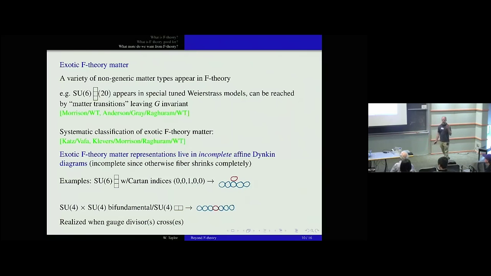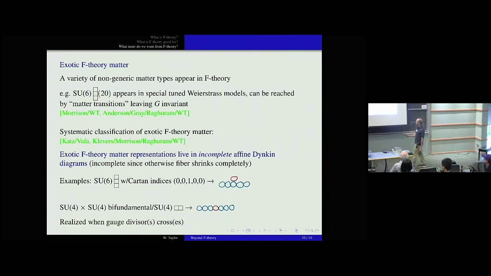And the short way of describing that is that exotic F-theory matter representations live in incomplete affine Dynkin diagrams. You have to make them incomplete, since otherwise you would have to shrink the entire fiber. So for example, the SU6 triple antisymmetric, which you can think of as having Cartan indices 0, 0, 1, 0, 0, comes from this Dynkin diagram. It's a regular Dynkin diagram where this red thing is the matter and this is the gauge group.